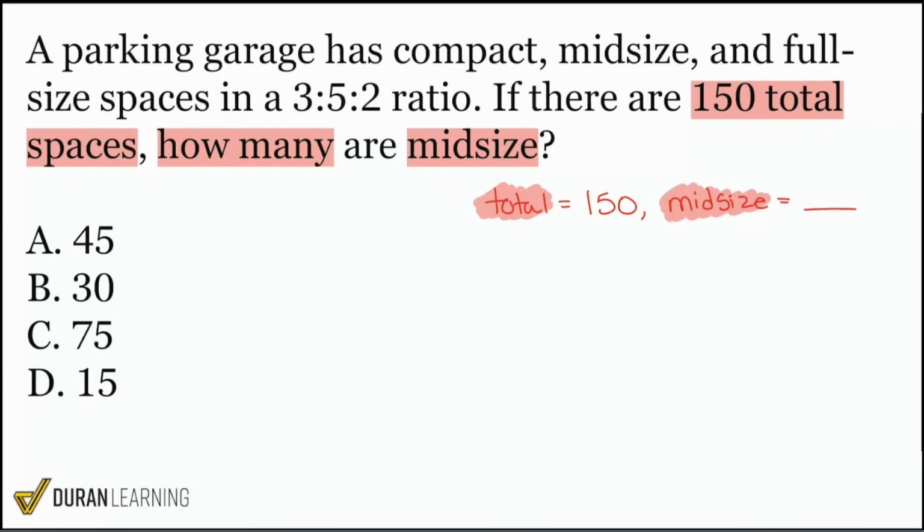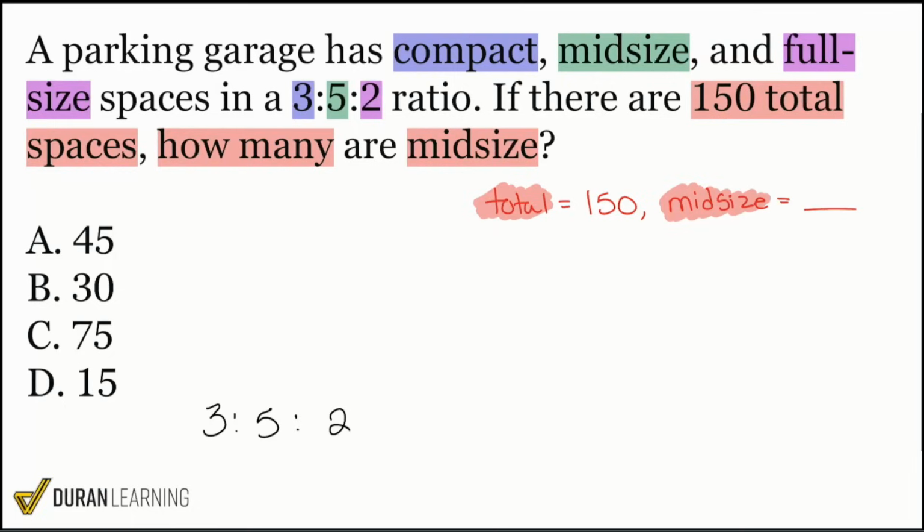So when we take a look at the ratio that's listed here, I'm going to remind ourselves that we have compact as 3, because that's the first one listed. Second one is mid-size, and that's the 5. And then the last one that we have over here is full size, and that's the 2. Perfect. So here's what I'm going to do with that information. I'm going to write the 3:5:2 over here. So compact, mid-size, and then we have full size.